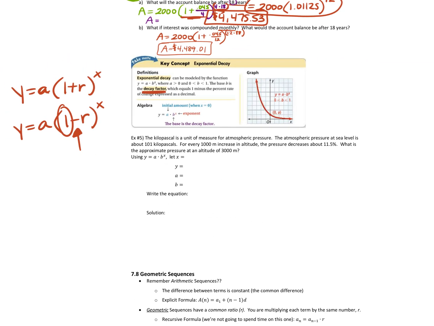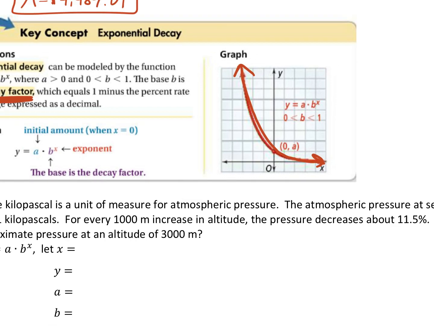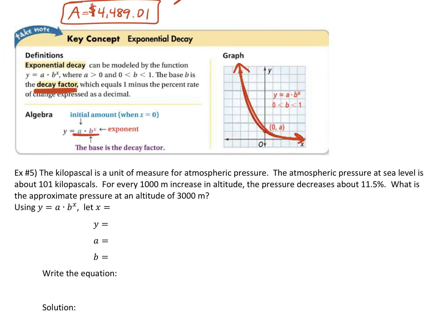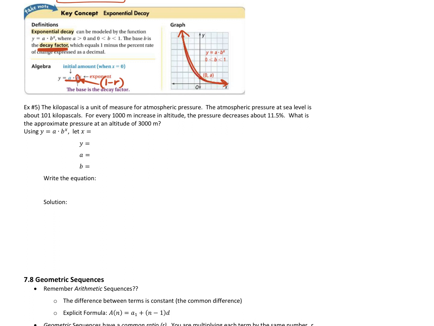So take a look at this. Exponential decay is on its way down. So this is a graph of what exponential decay is going to look like. It's still this a times b to the x, but we're subtracting, so our b becomes 1 minus the rate. Okay, so we just put in 1 minus r instead of 1 plus r for that b. So let me show you how this goes, and we'll lay it out together.